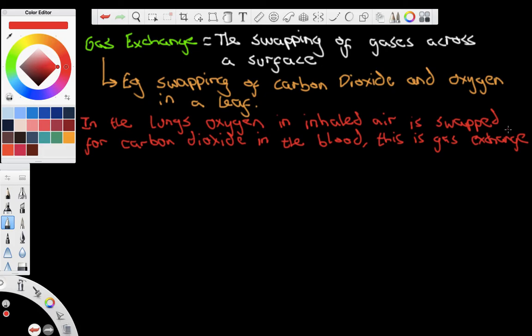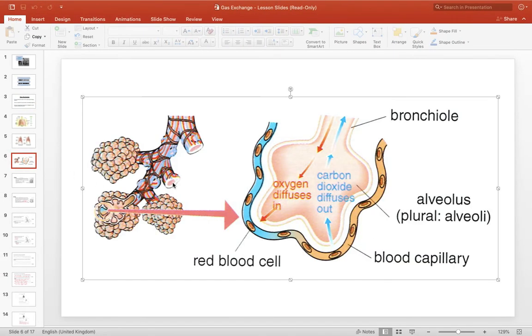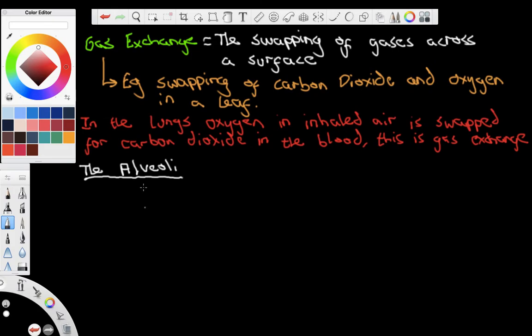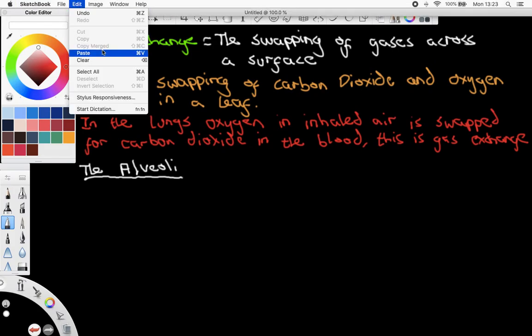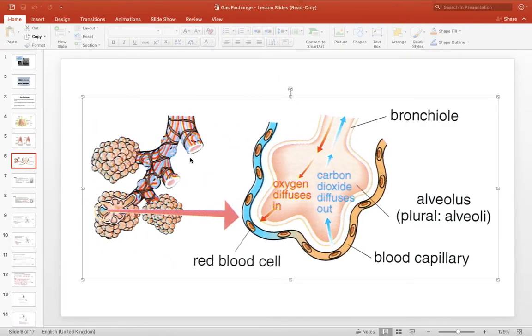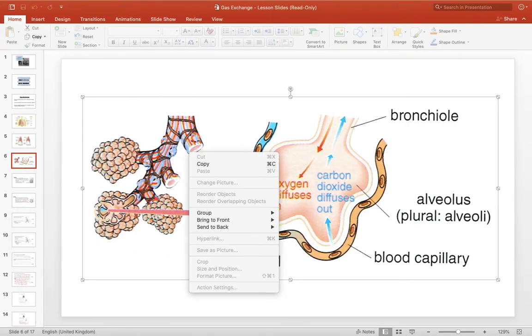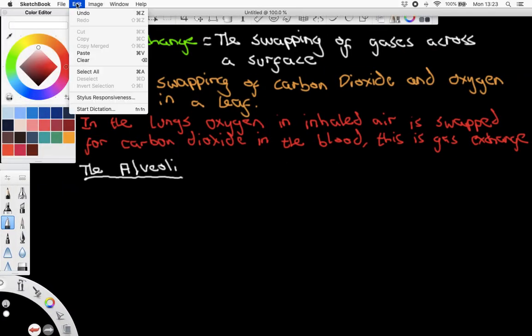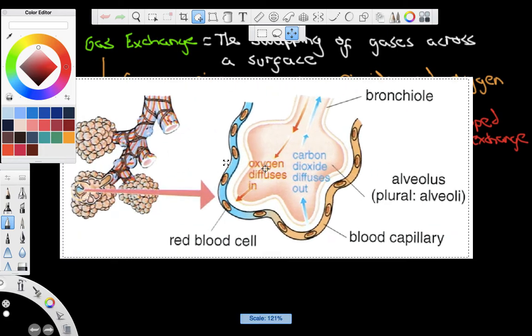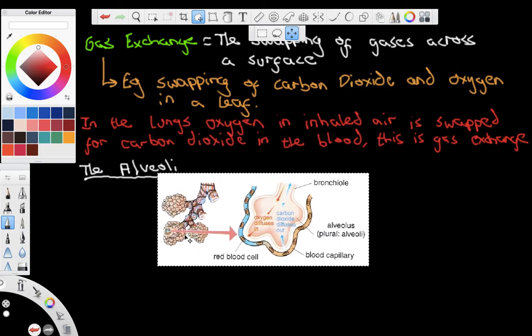Now, the part where carbon dioxide and oxygen are swapped in a process called gas exchange in the lungs is known as the alveoli. So we can put the subheading, the alveoli, and underline it. And we can take the final diagram from our PowerPoint. In fact, I can't, because I haven't got a PowerPoint subscription anymore, so I cannot edit it.